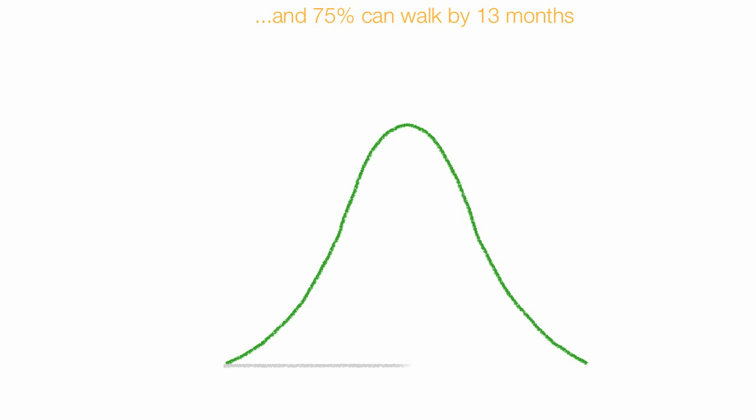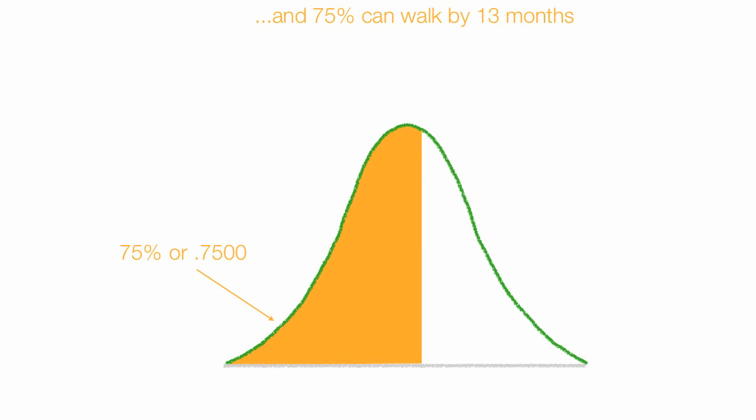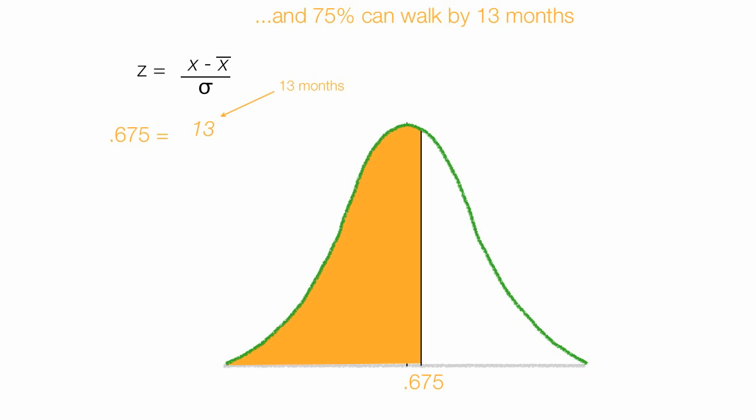We also know that 75% of babies can walk by 13 months. So now I have 75%, or 0.750. I'll shade in the area under the curve. This equates to a z-score of 0.675. You should try to find that 0.675, that z-score, in the back of your stats book so you can follow along. Now I take this z-score and I use the same formula as before. So I have 0.675 is equal to 13, which is 13 months, minus the mean divided by the standard deviation, which I don't know yet. The 13 months is the observation that goes with that z-score. It's 13 months to walk right there.